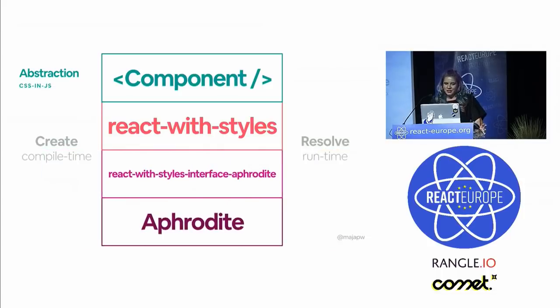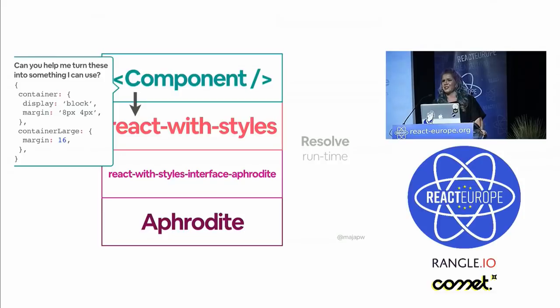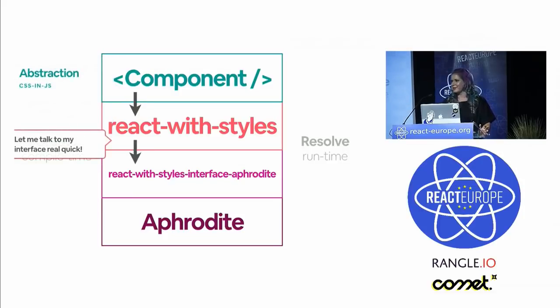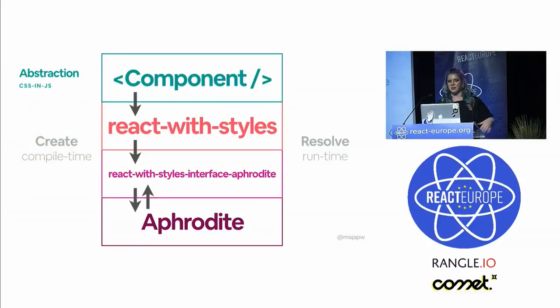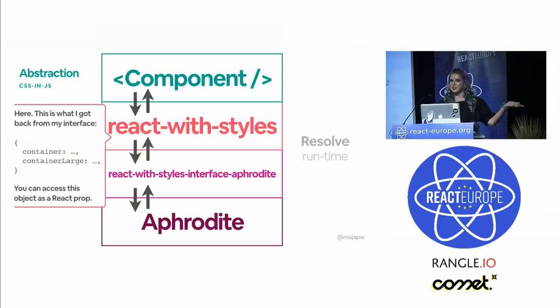Now, the changes to the system here is that at create time, same thing happens. Component has these class name definitions, passes them to React with Styles. React with Styles doesn't really know anything about this, so it just defers to the interface. And in this case, the interface just talks to Aphrodite, passes stuff back up the tree. Main difference now, we can access that styled object as a prop.